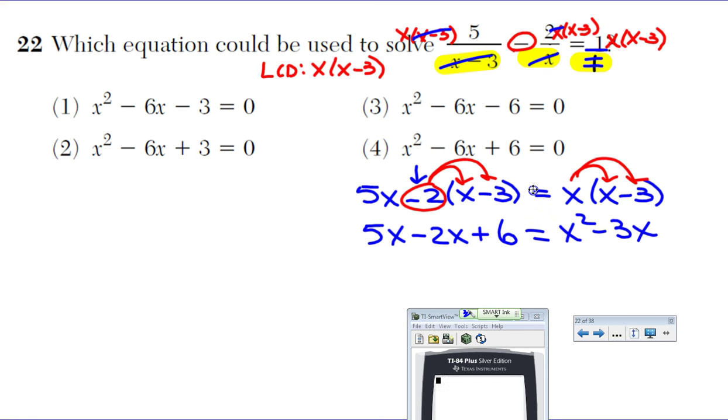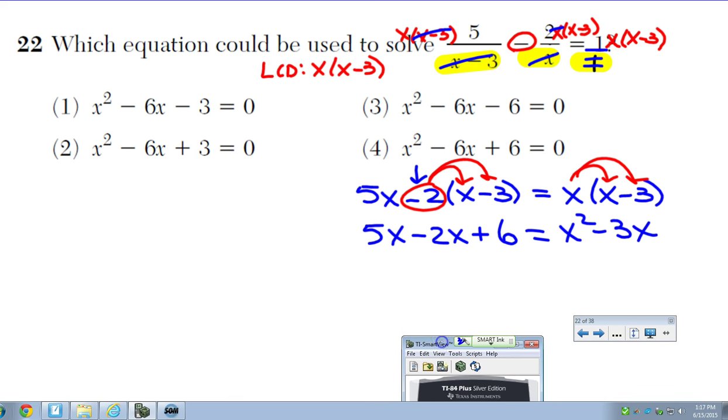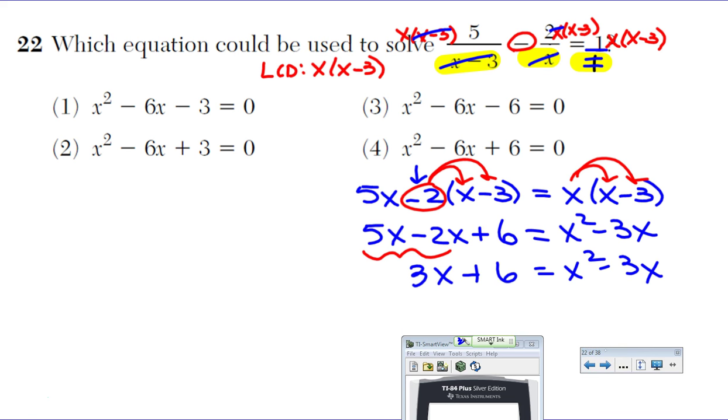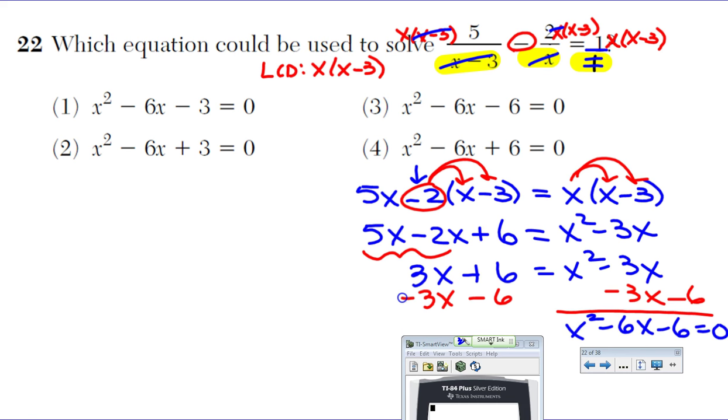And so now you got rid of the denominators, makes it look a little nicer. We're going to combine like terms. So these two are like. And then we still don't have a match yet. If you notice, all the choices show equal 0. So we are going to bring the 3x and the 6 over. And then we look at our choices, and choice 3 is there.